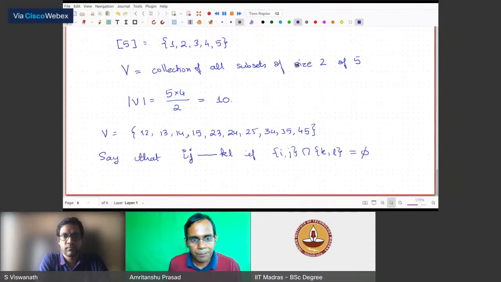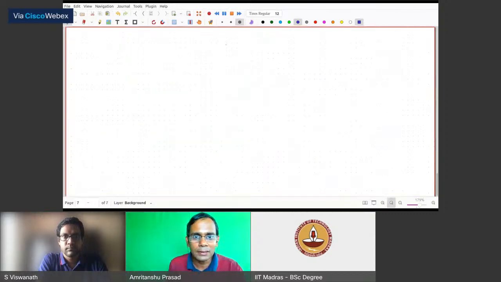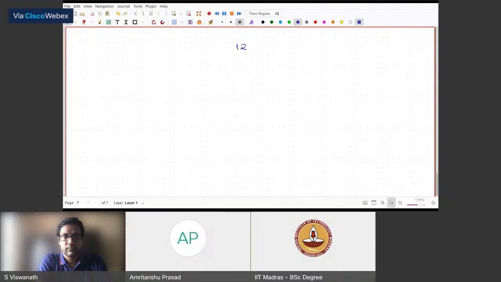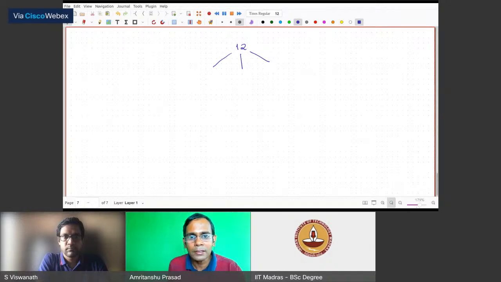So this gives an edge relation on this graph. Let's try drawing it. I hope I can do this nicely. So I have {1, 2}, and this is connected to the sets disjoint from it. The remaining 3 elements are 3, 4, 5, so we have {3, 4}, {3, 5}, and {4, 5}.